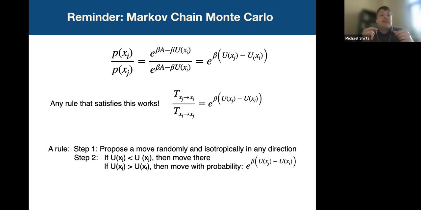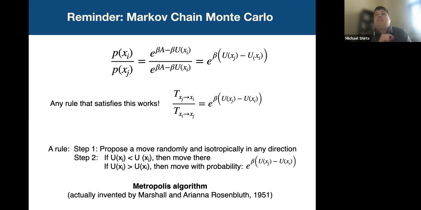And if the new energy, so that should be if u(xj) is less than u(xi), then move there. So if your new energy is lower, go. Lower energy is good. If your new energy is higher, then move with a probability equal to that ratio of probabilities. So that's step 2.